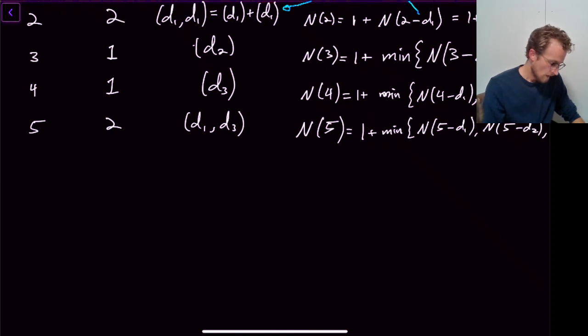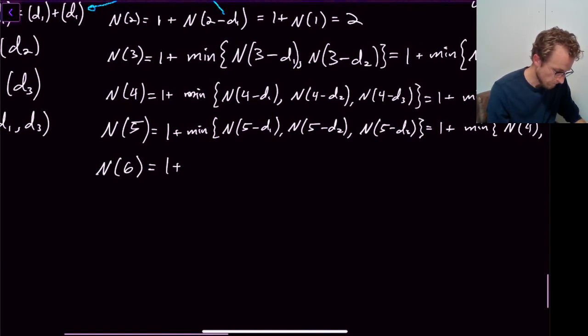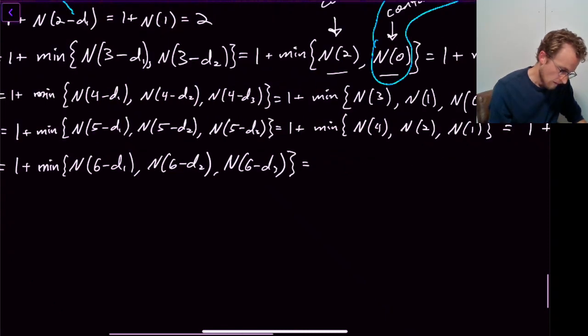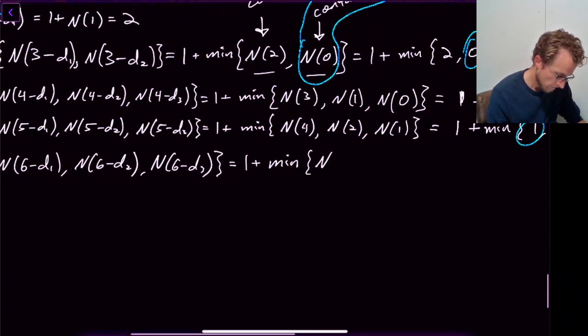Okay, and then finally at the very end, here we have a 6. We want to figure out what is n of 6. It's always going to be 1 plus the minimum of several numbers. So this is n of 6 minus d1, n of 6 minus d2, n of 6 minus d3. So this is 1 plus the minimum of n of 5, n of 3, n of 2.